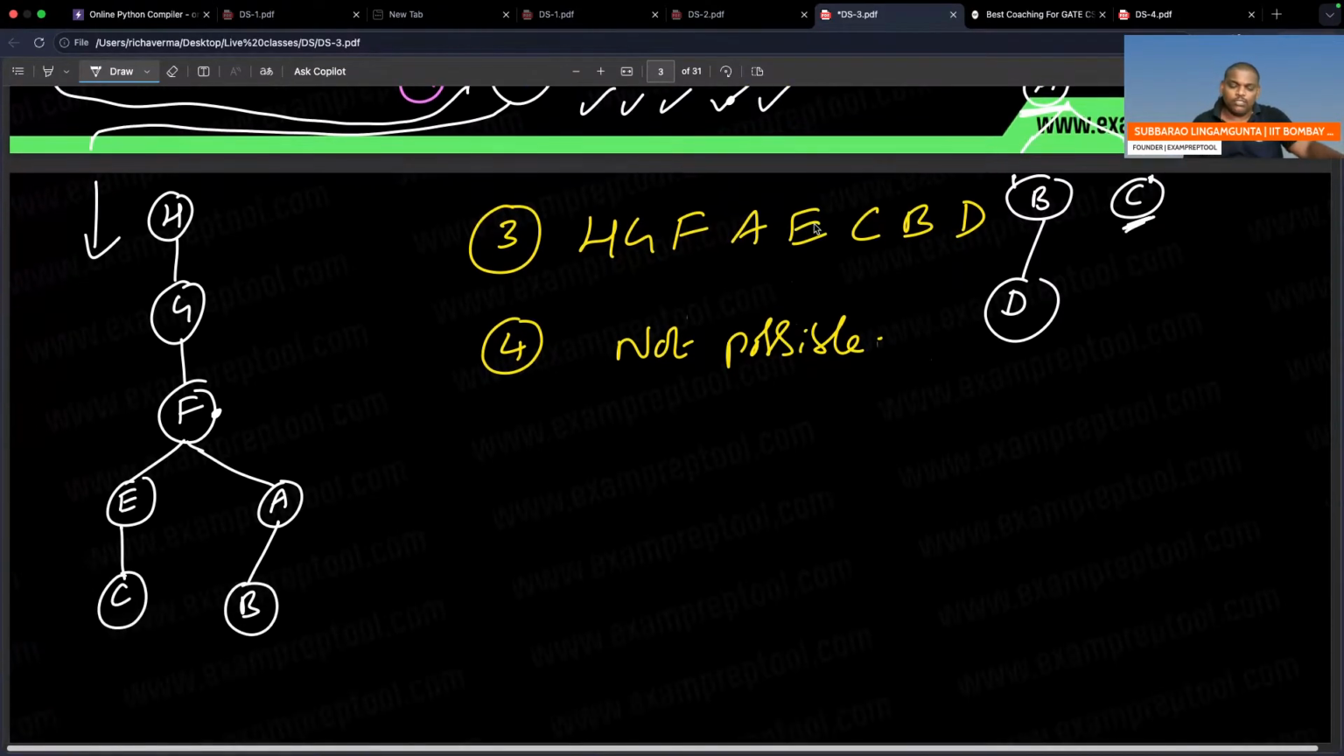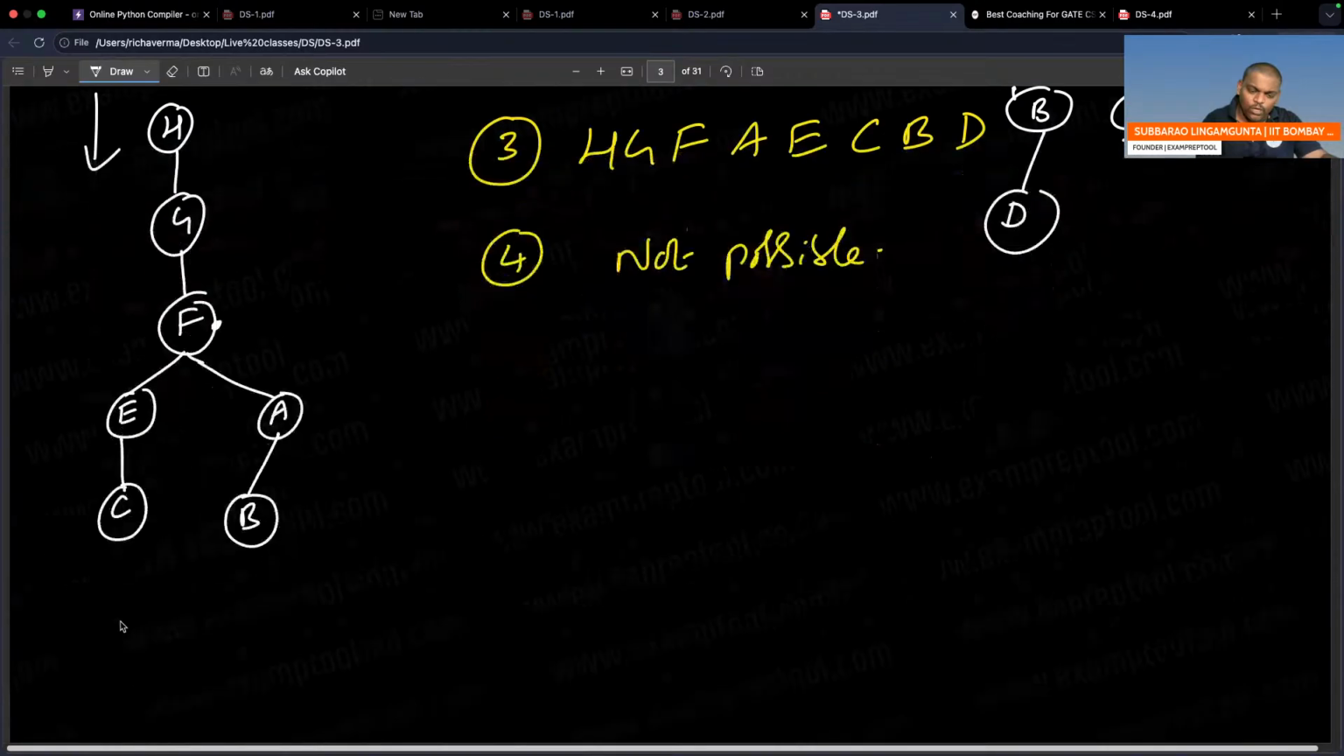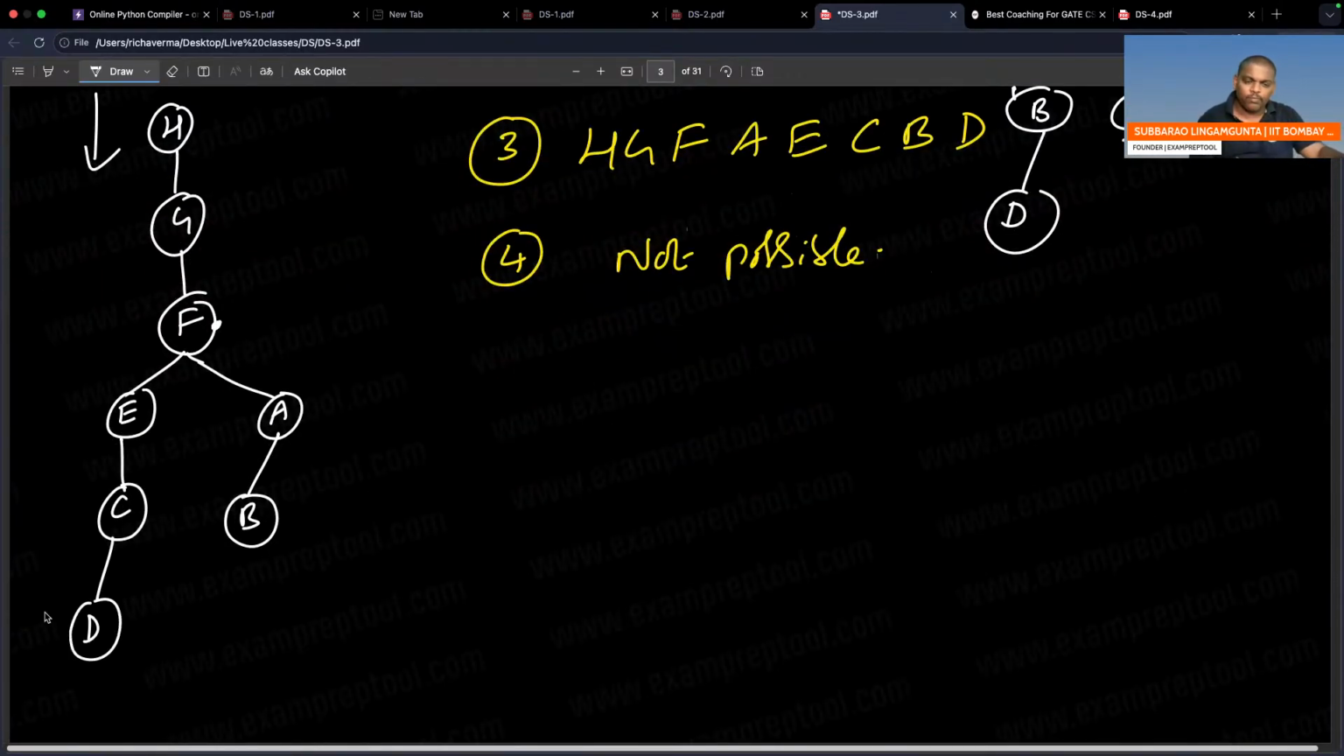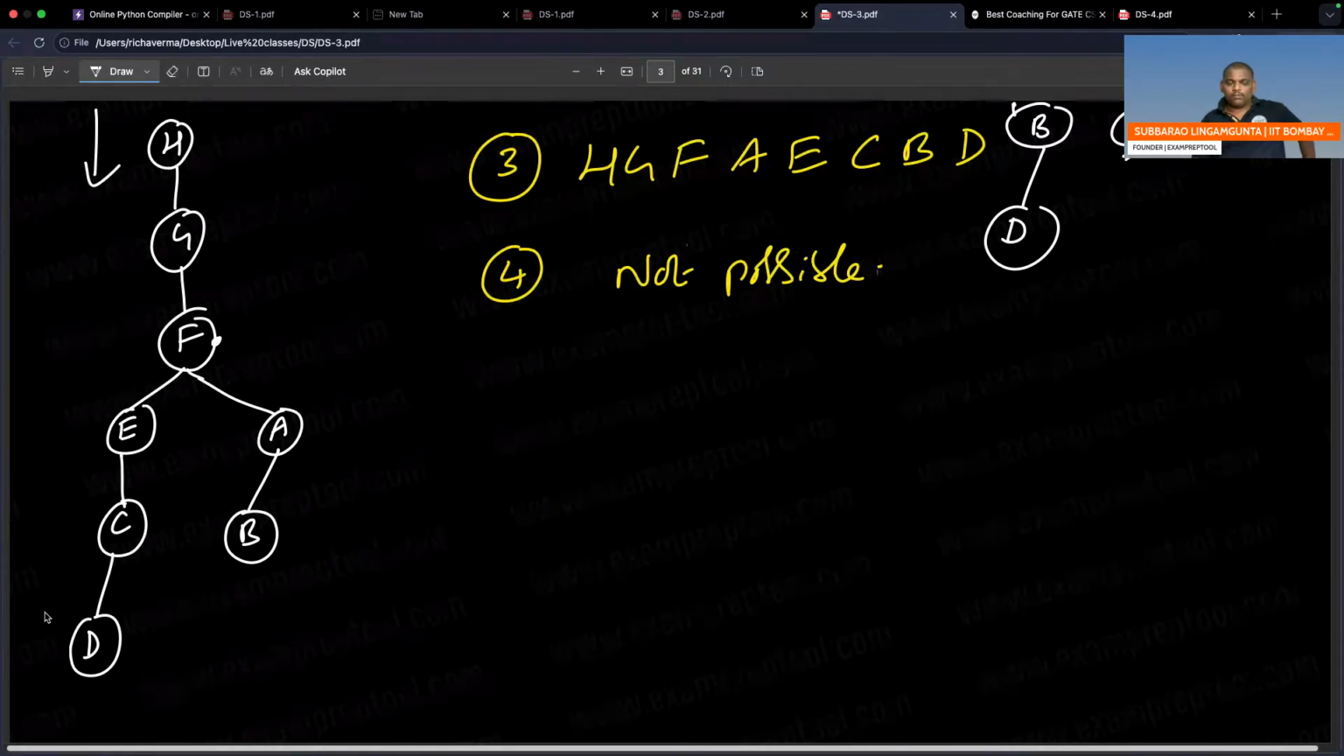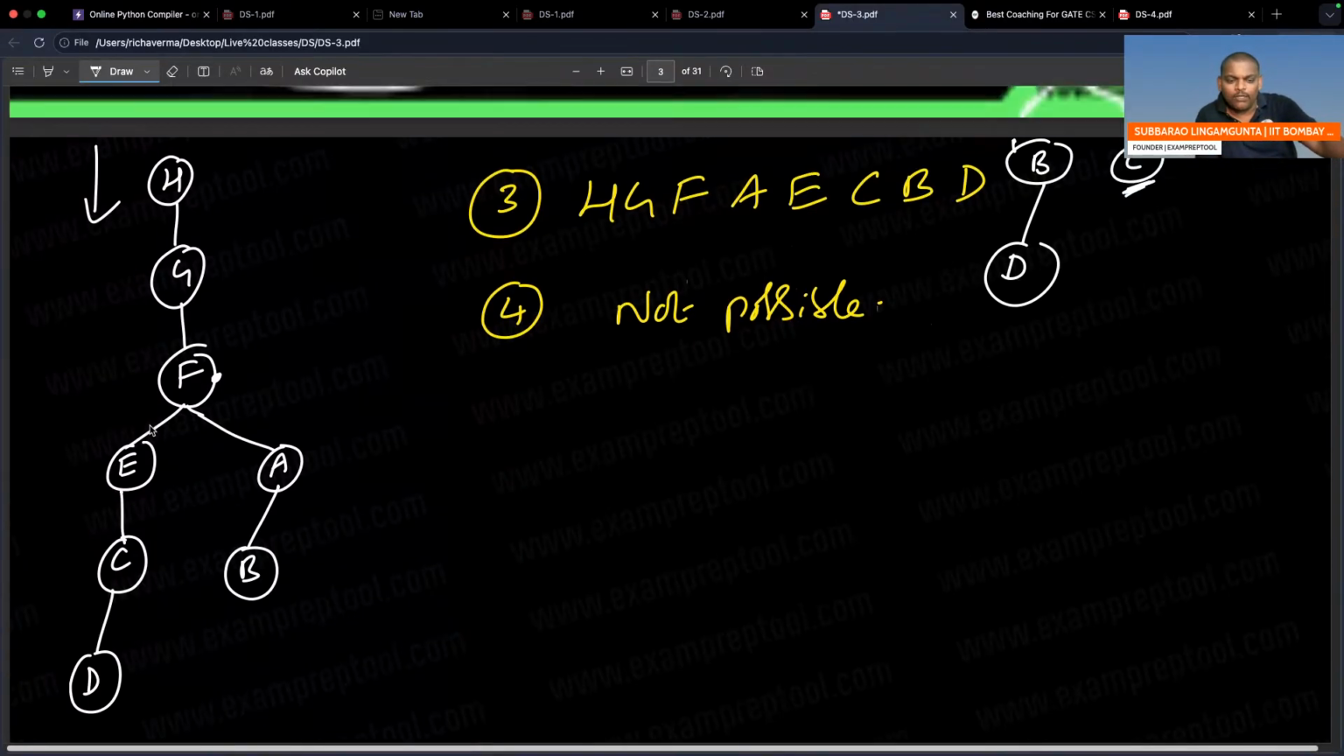Let's go to C. Who is the C adjacent? C adjacent is only D. That's it. This is the tree. C child D, A child B, E child C. Is it okay? Right. If you are comfortable, let's go to the last one, the third one.